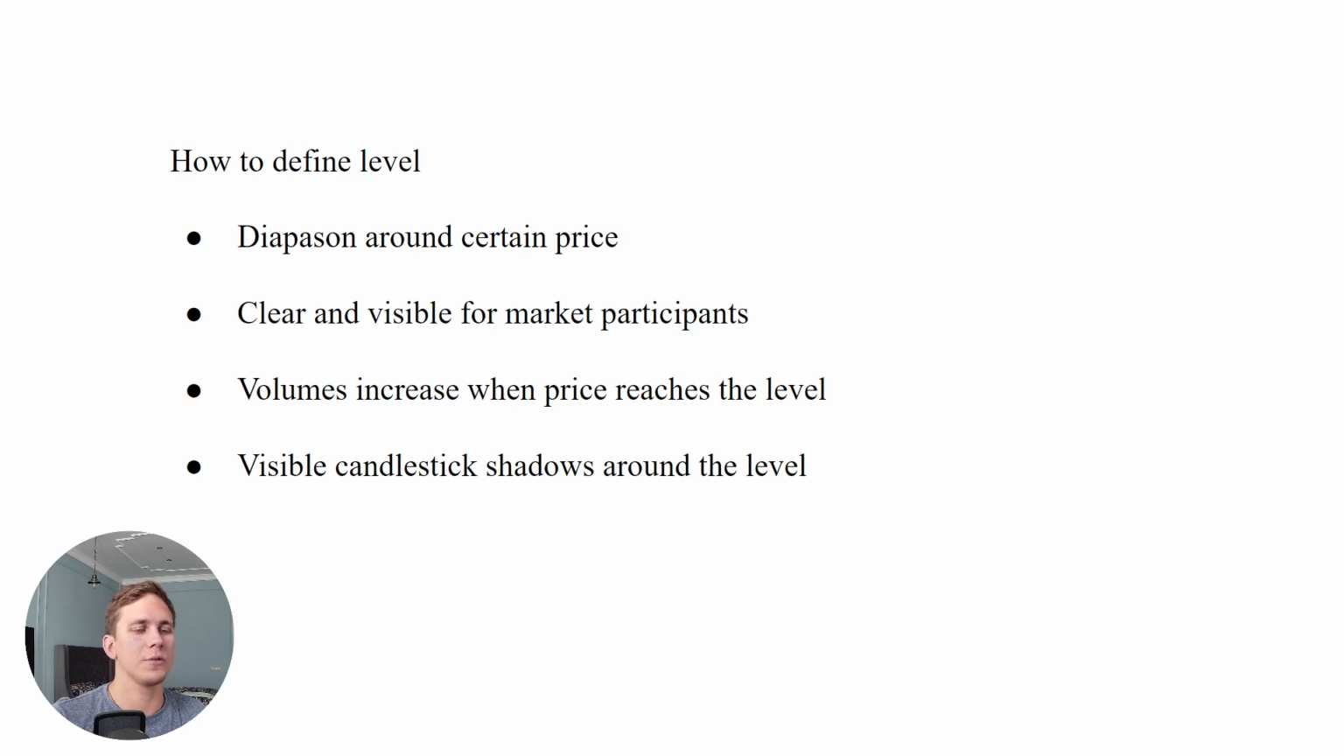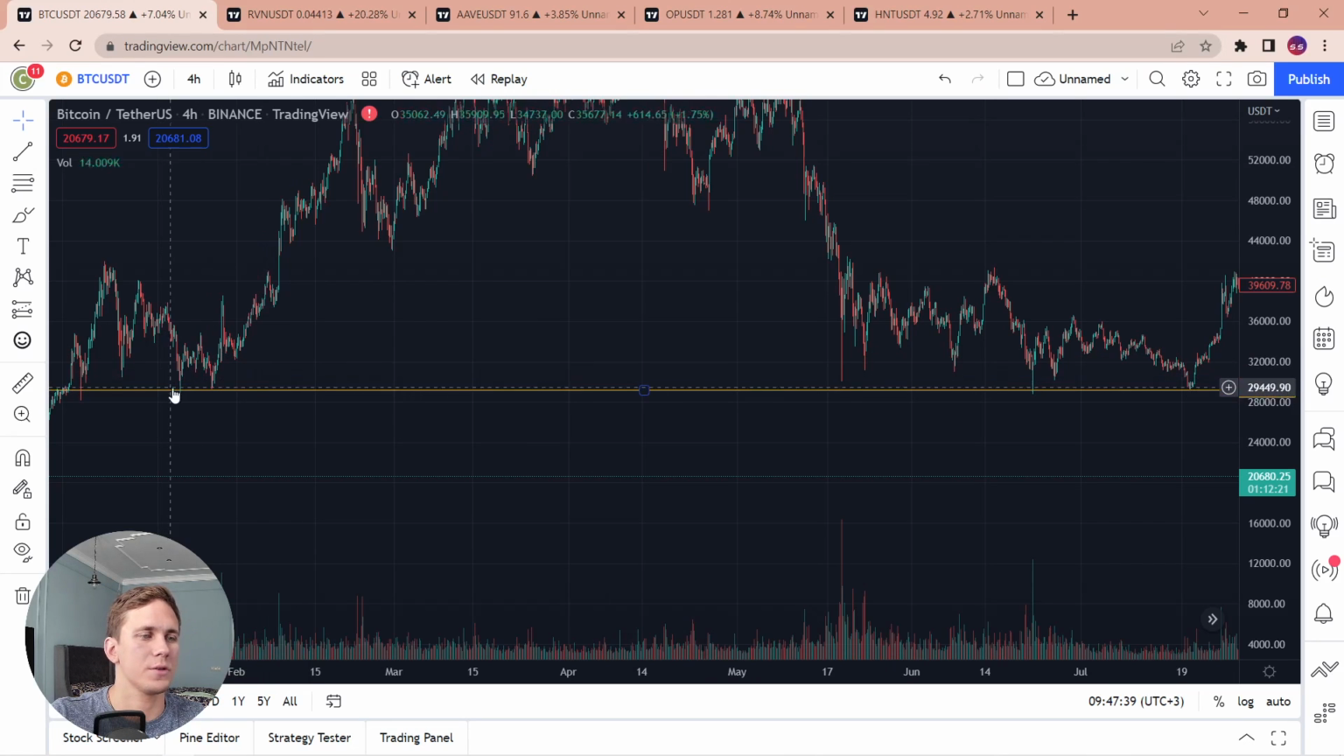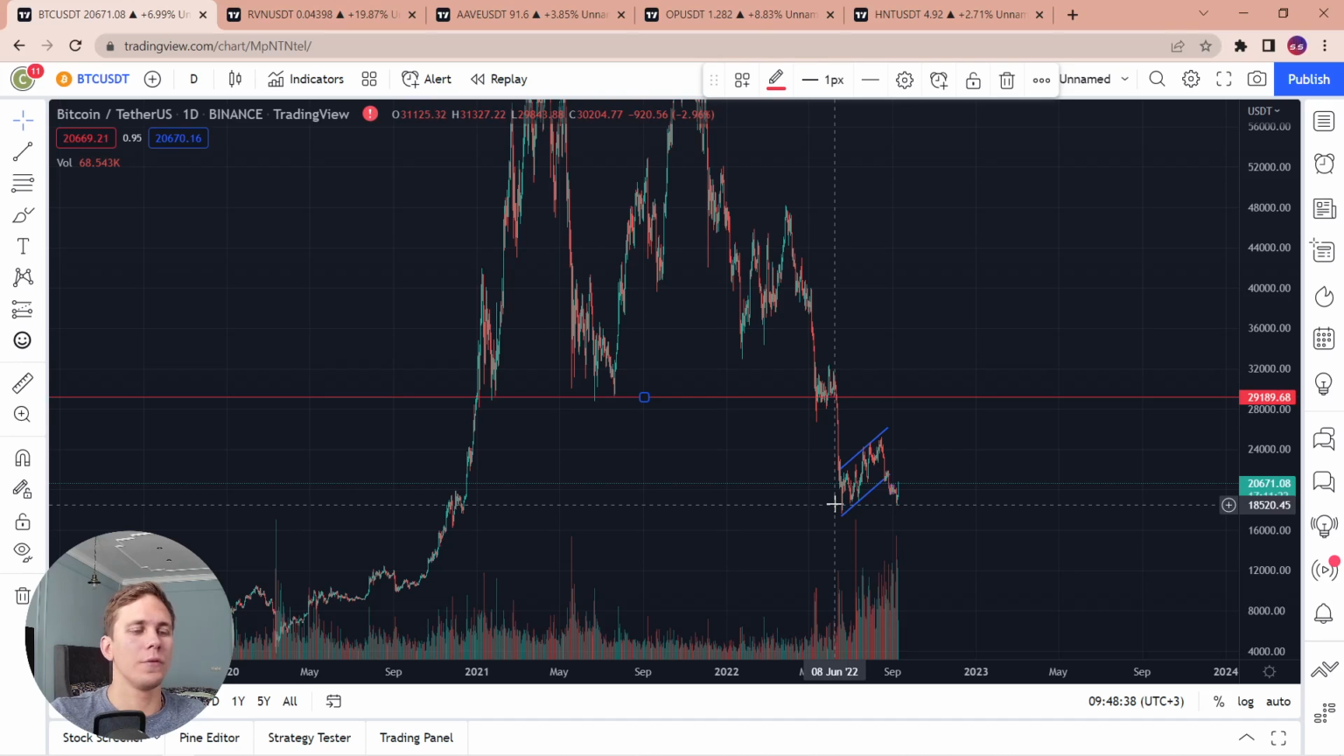Let's figure out how to define a strong level. First of all, the higher the time frame, the stronger the level. Round levels are stronger, when the levels are placed on round numbers like $1, 20, 3,000 and so on. Also high volumes when the price touches the level again, and consistent testing of the level, as I have already shown, like that, so many touches on the 4 hour time frame. It's quite a strong level.